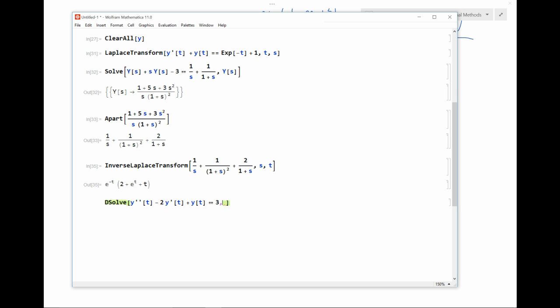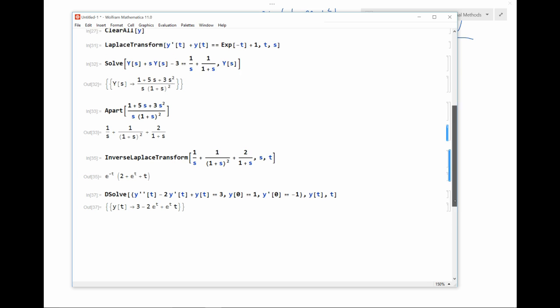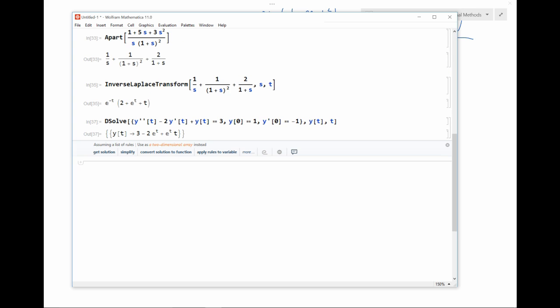The initial conditions were, and in order to specify initial conditions, I need to use curly braces to tell DSolve that I have a set of equations. y of 0, double equal sign, 1, y prime of 0, double equal sign, minus 1. We need the function y of t, and it's a function of t. And the solution is exactly the same as we have obtained in the notes. Let's use the Laplace transform now.